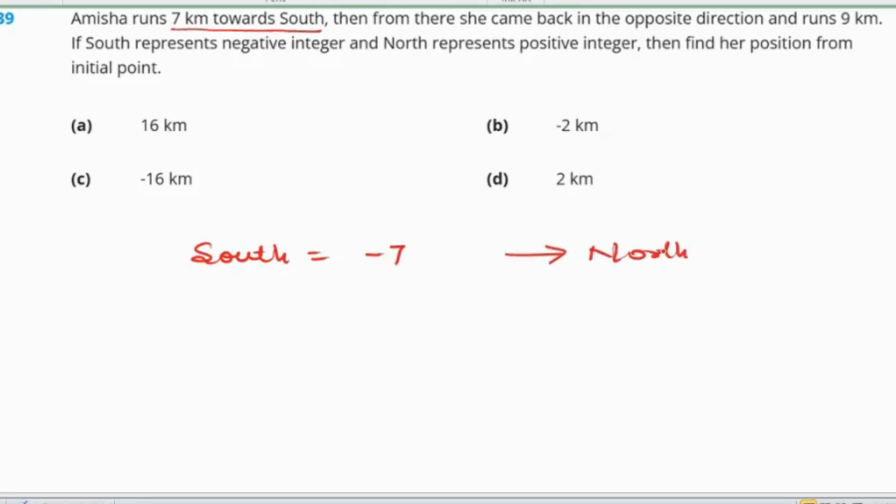So now she ran towards north and runs for 9 kilometers. And north we are going to represent with the positive sign. If south represents a negative integer and north represents a positive integer, then find her position from the initial point. So that has to be -7 plus 9. If we do that, we will be getting positive 2 kilometers. So our answer has to be option D.